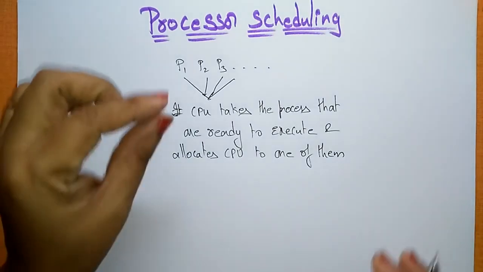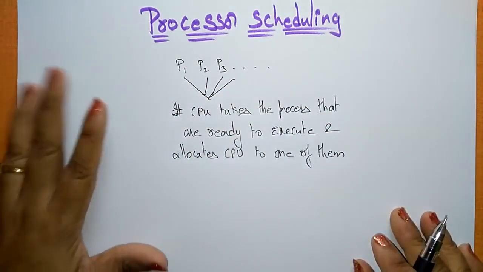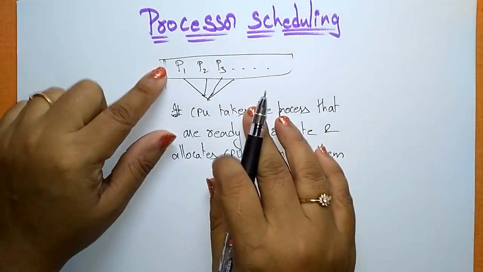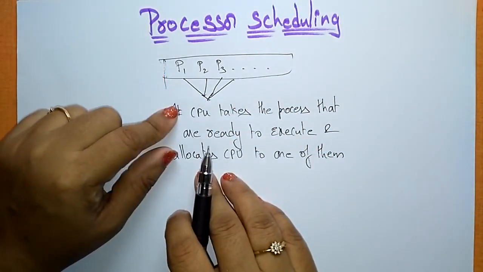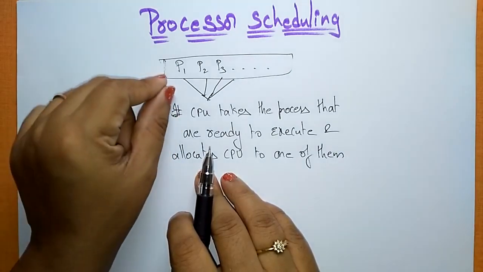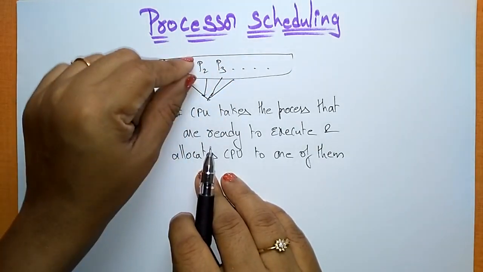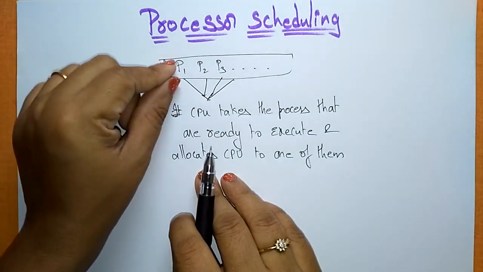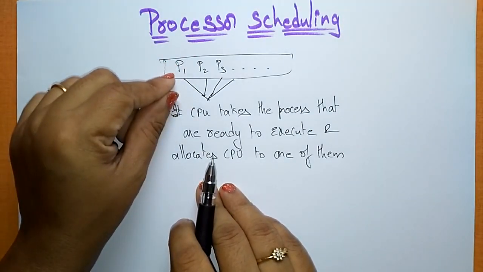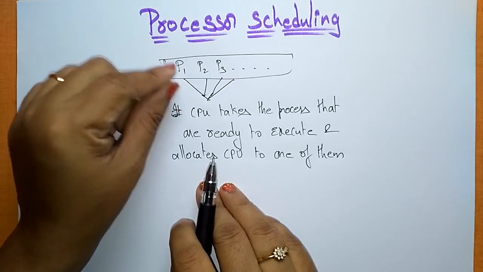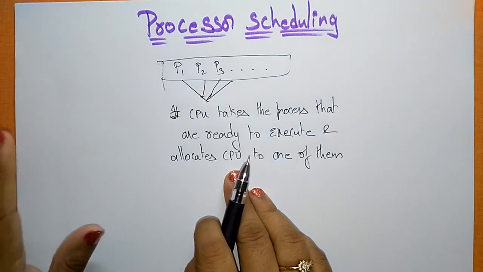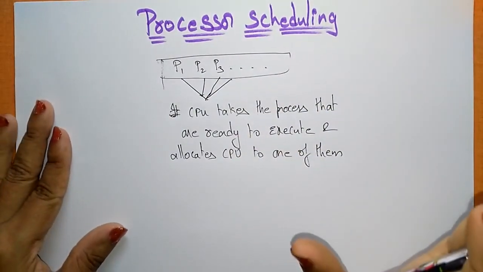Here P1, P2, P3, so many processes are there that are requested by the user. If these processes have to be executed by the CPU, then the CPU has to decide which process to take. So it selects a process which is ready to execute, and that process is allocated to the CPU to perform the operation. That you call processor scheduling.